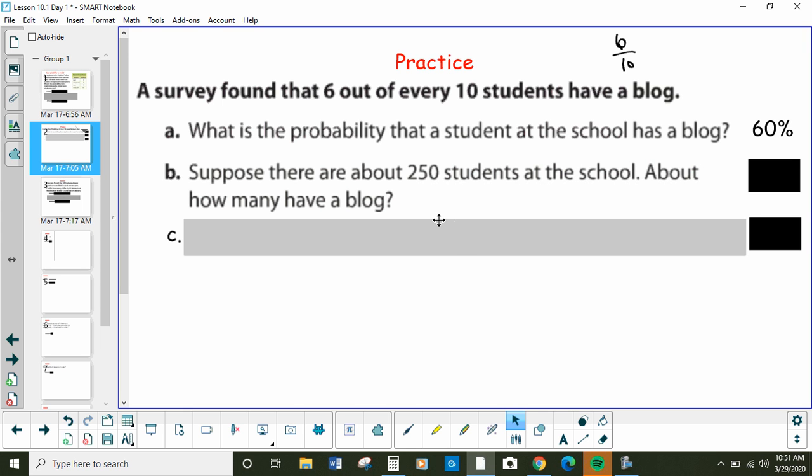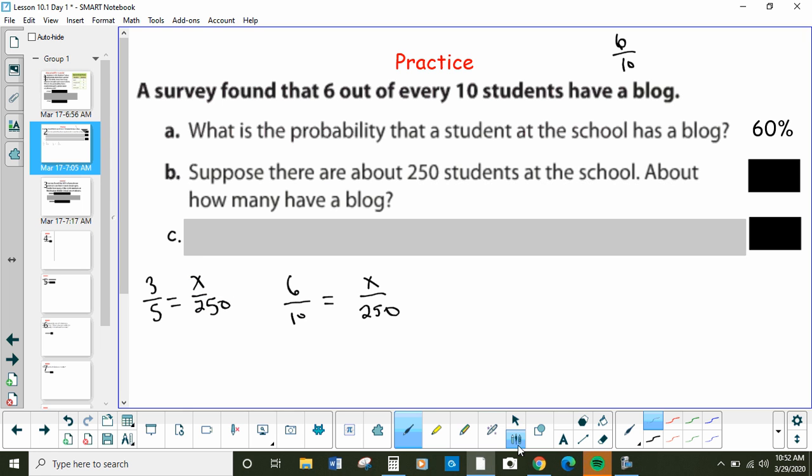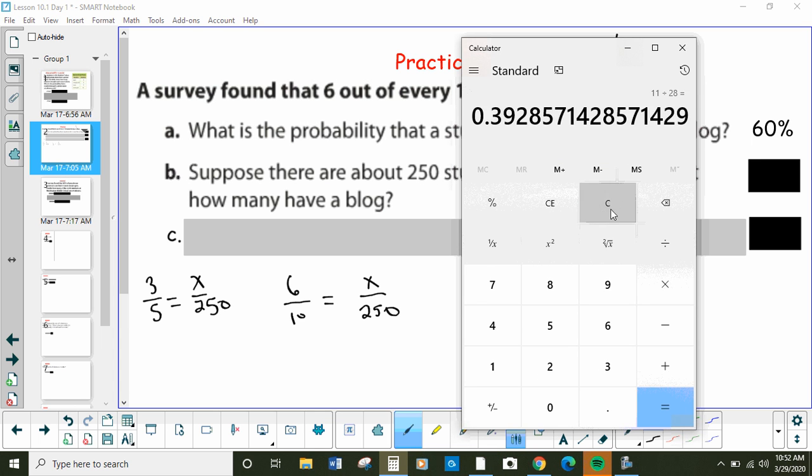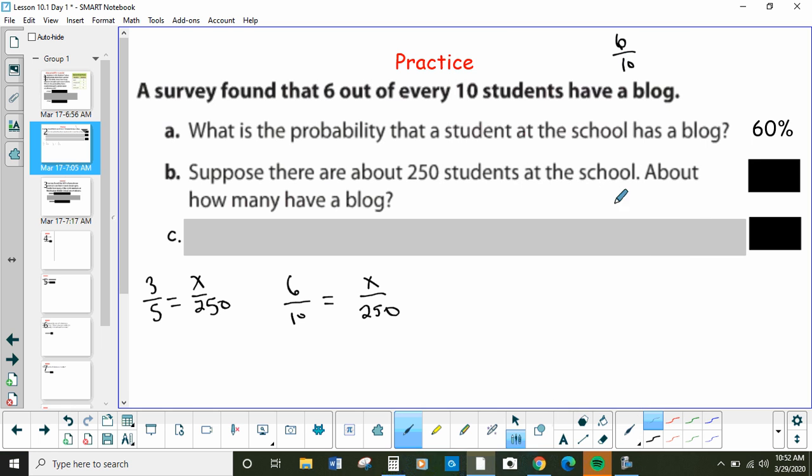So if it's 60%, how many would that be out of 250? Well, we got two choices here. If 6 have blogs out of 10 total, then how many would that be out of 250? That's one option. Another option, I could have reduced 6/10, right? 2 goes into 6 3 times. 2 goes into 10 5 times. In other words, 6/10 is 3/5. I could have done this also, right? Because 6/10 is 60%, but 3/5 means 3 divided by 5 is also 60%, isn't it?